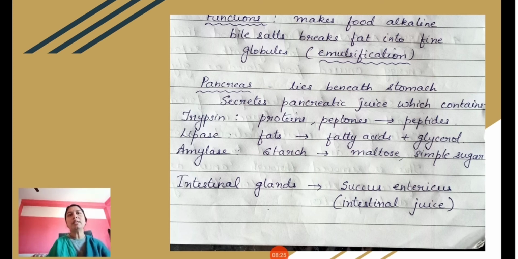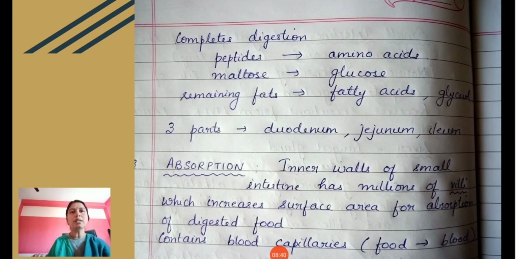So along with these secretions from the liver and pancreas, the small intestine also has intestinal glands which secrete intestinal juice, which is termed succus entericus. So here the final digestion occurs, the complete digestion is carried out. The intestinal juice has various enzymes and components which will complete the digestion process. So all the peptides are converted into amino acids, maltose is converted into simple sugar and glucose, and the remaining fats are converted into fatty acids and glycerol.